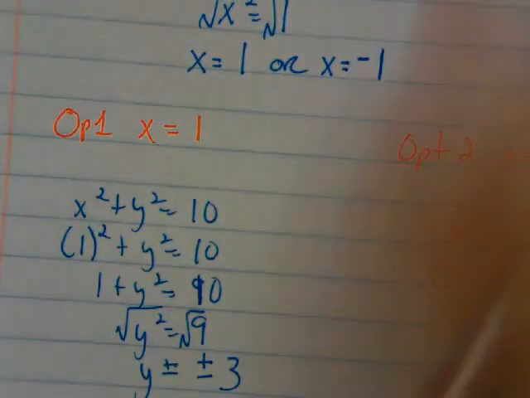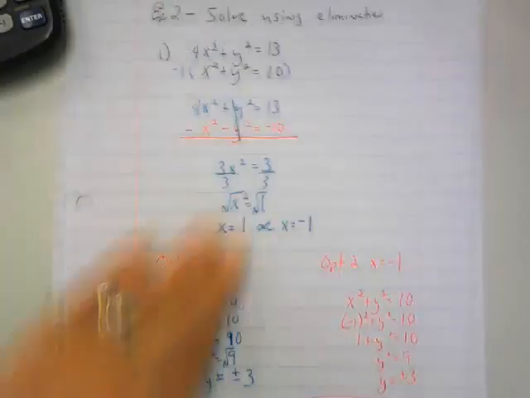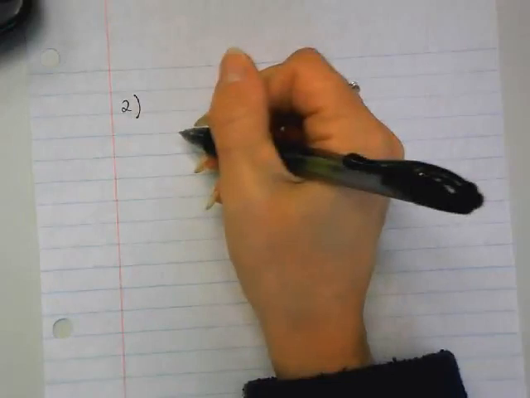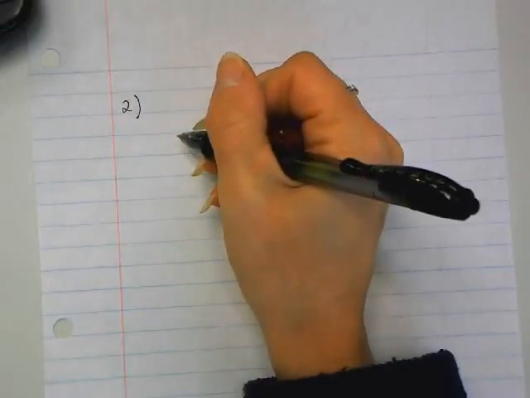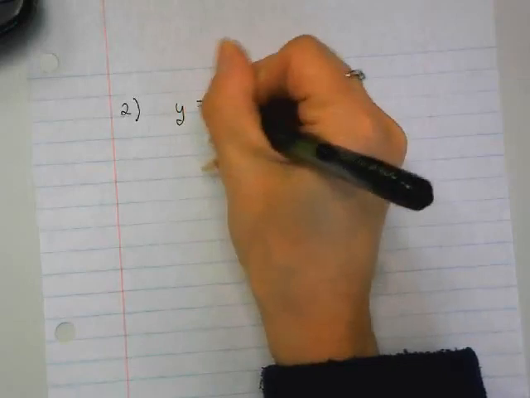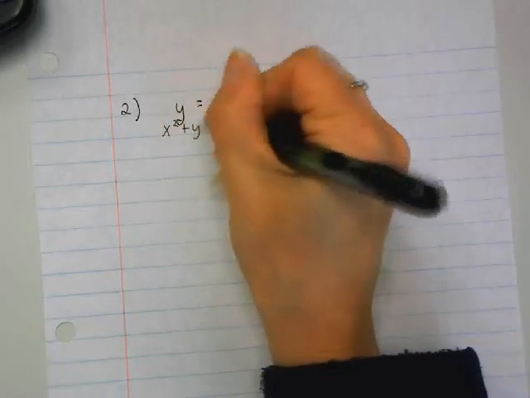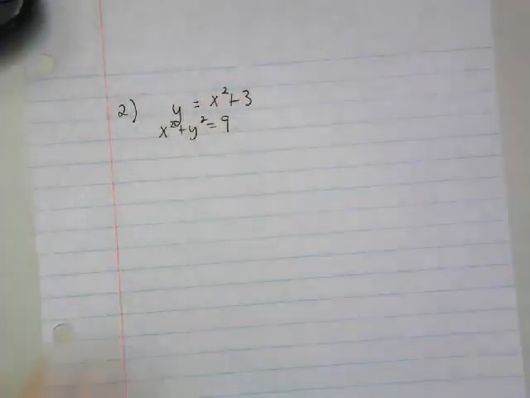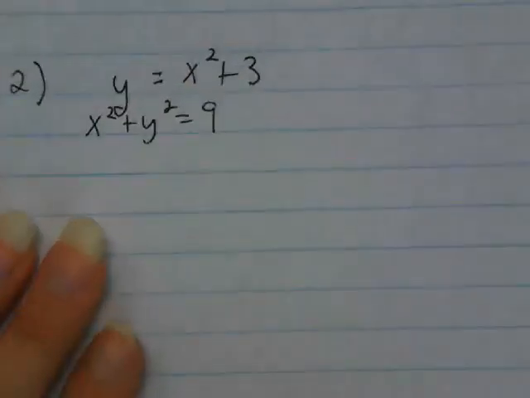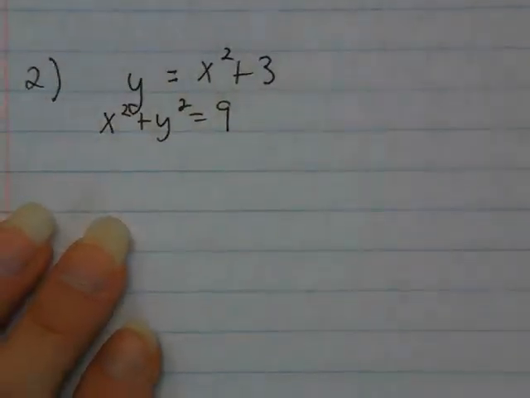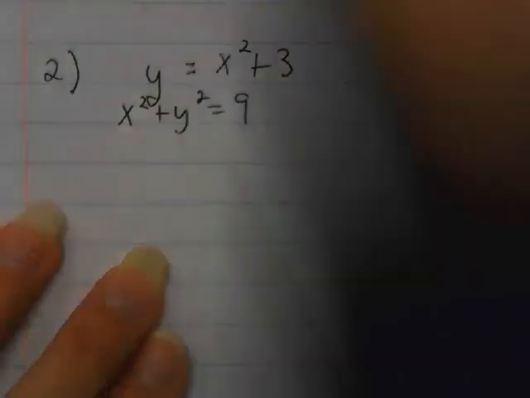Alright, I think we have time to do one more. And then we'll see what you're going to do tonight. Maybe just practice one. Alright, so number 2. Let's do y equals x squared plus 3 and x squared plus y squared equals 9. Now this one would be a great one to do by substitution, right? Because y is already set equal. Unfortunately, I told you you had to do it by elimination. So you got to follow what I said you had to do.